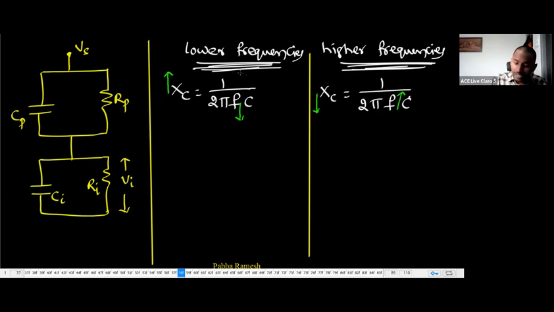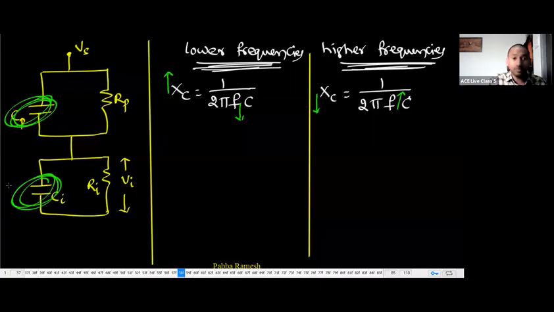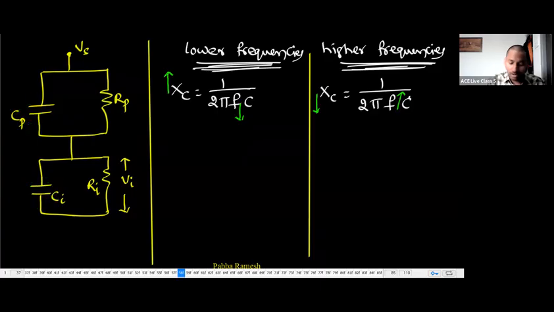Be clear. Under the low frequency condition, XC is more, meaning more opposition. Then the entire signal passes through the resistance only. That's why this is called resistive loading. Clear, guys? This is called resistive loading. I'm coming again.